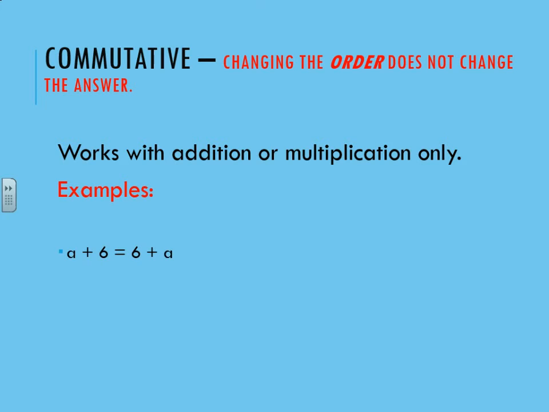An example of one that does work is, for example, a plus 6 is equal to 6 plus a. Here I've changed the order of a and 6 on this side, but the values are still equal, and you can try this with a number. You could put 2 in for a in both places and see that 2 plus 6 is 8, which is the same thing as 6 plus 2, 8 again.